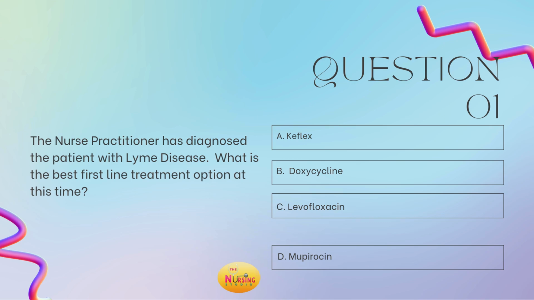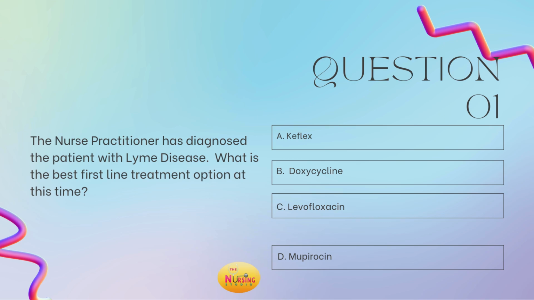But as we continue the series, we are now on part 3 of the Derm system, and we'll continue to navigate through each system, okay? But question number 1 states, the nurse practitioner has diagnosed the patient with Lyme disease. What is the best first-line treatment option at this time? Is it A, Keflex, B, doxycycline, C, levofloxacin, or D, mupirocin? Take a moment and tell me what you got, you guys.